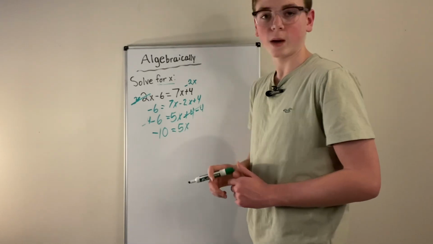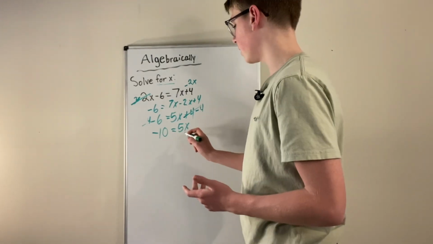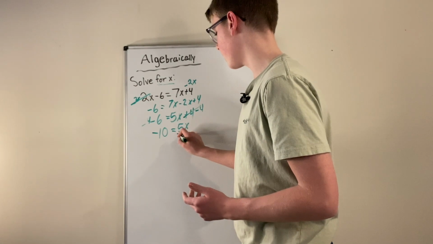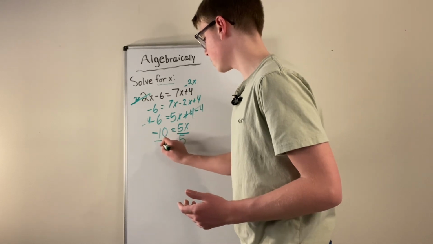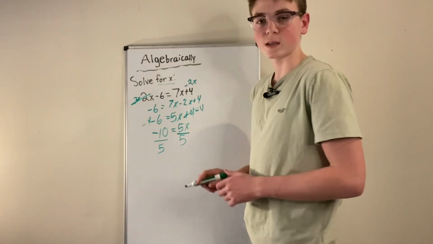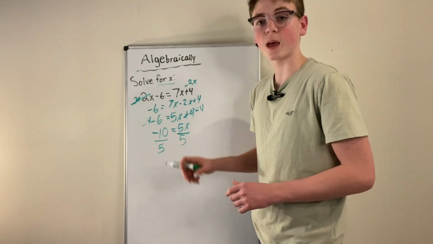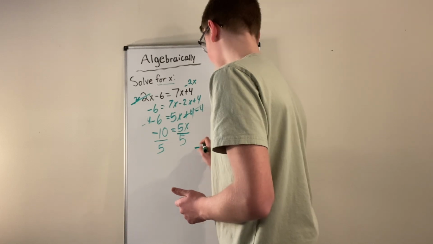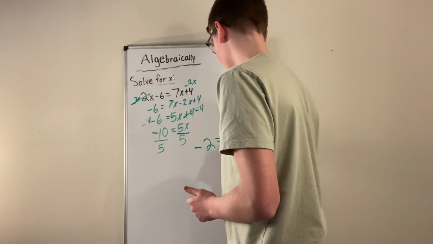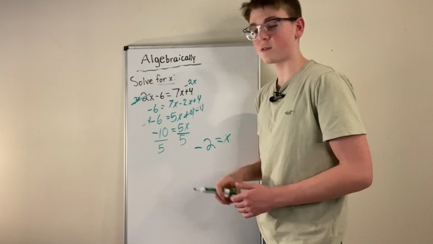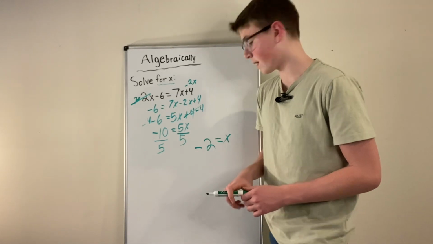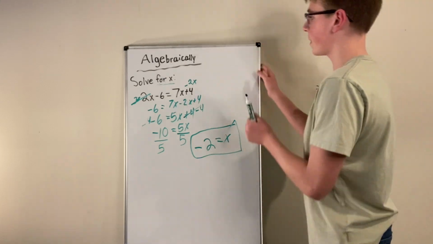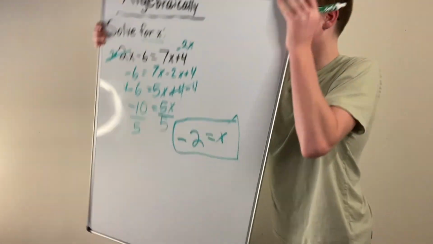So what do we do now? Now we have negative 10 equals 5x. Well, to isolate this variable, we're going to take away the coefficient by dividing by it. So instead of 5x equals negative 10, now it's negative 10 over 5 equals x. And what does that come to when we simplify? Negative 2 equals x. 5 divided by 5 is 1. Negative 10 divided by 5 is negative 2. So that is algebraically. Now is graphically.